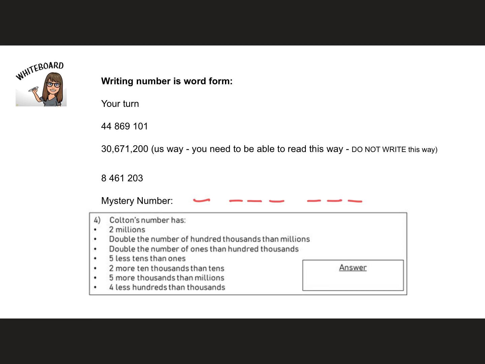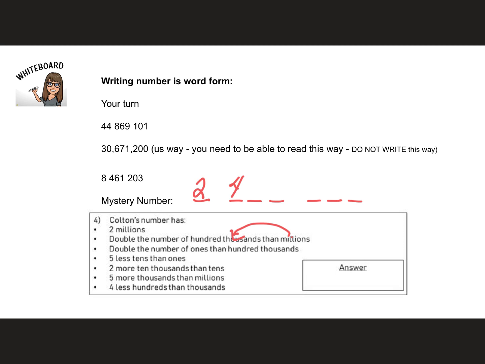So it looks like it has a 2 in the millions place. Now it says double the number of hundred thousands, then millions. Colton's number has 2 millions, and double the number of hundred thousands, then millions. So that means the hundred thousands are double what the millions are. If the millions are 2, well, what's double of 2? Well, it is 4, so that means 4 is going to be in the hundred thousands place.